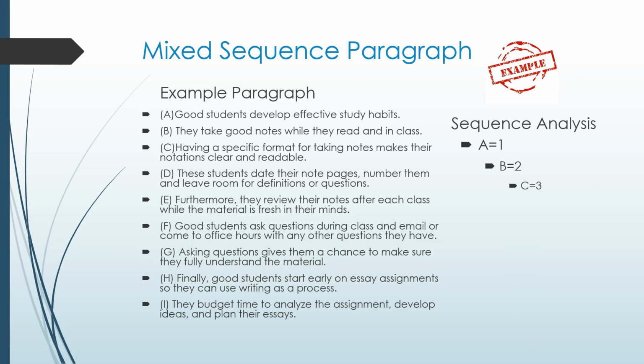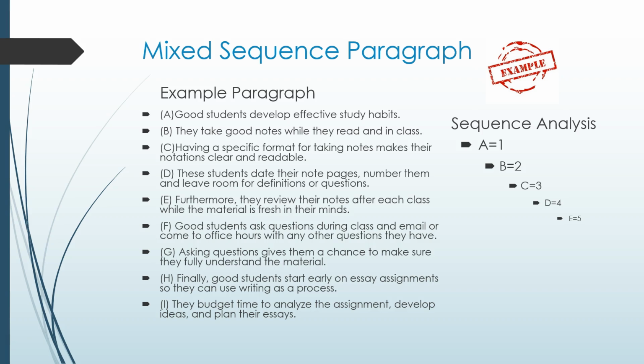Sentence D continues to talk about notes, giving even more detail. Good students have effective study habits. Like what? Like note-taking. What's helpful about the notes? Having a clear format makes them easier to use. What makes them clear? Having dates, page numbers, and room for extra writing. So far, each sentence has answered a question or given more information about the previous one, meaning that so far this has been a subordinate sequence. Sentence D is subordinate to sentence C, which is level 3, so that means sentence D will be level 4. Sentence E continues to follow this pattern, explaining more about the notes and how and why they're useful, making it a level 5 sentence.